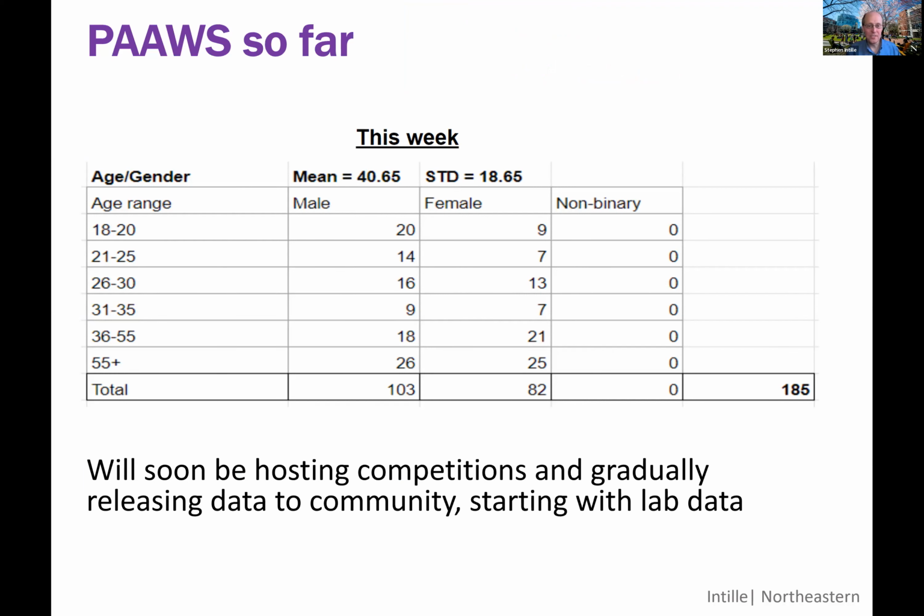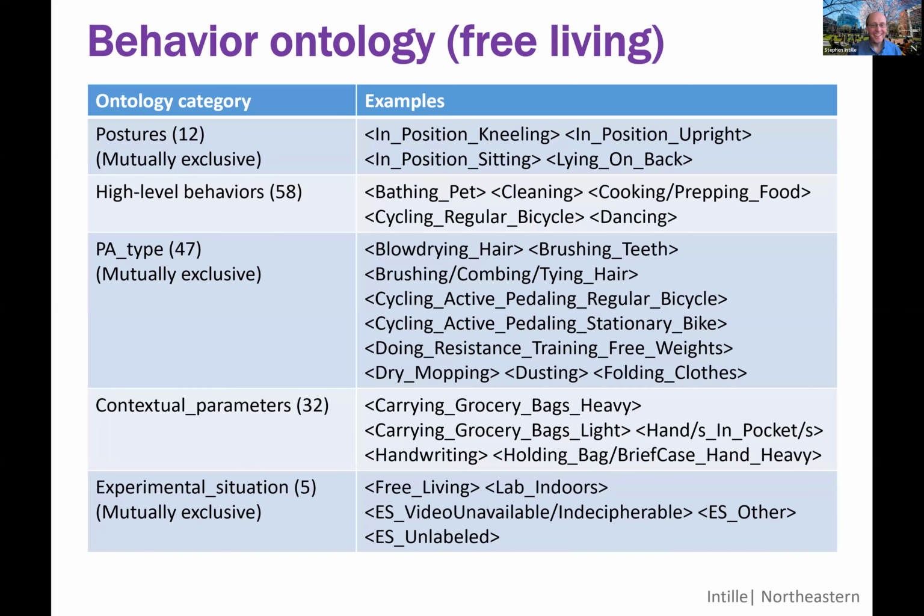We're headed towards having 300, and we have a decent mix of men and women and different ages of people right now. But this relates to micro EMA in a painful way, because we have a fairly complicated behavioral ontology, and this is for the free living part. It's basically the same for the lab part, but we label postures, high-level behaviors, physical activity type, which is really our primary thing, contextual parameters, and then the experimental situation, whether it's the lab or the free living. We're trying to label all of this.